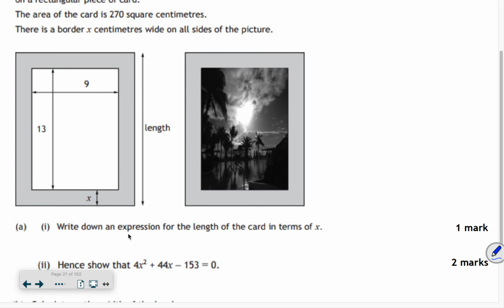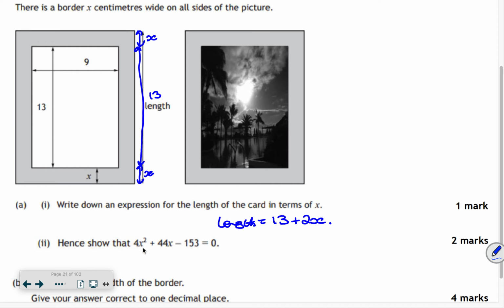So I want to write down an expression for the length of the card in terms of x. The length of the card is made up of the 13 that's here plus the value of x here plus the other value of x on that side. So a simple expression for the length is, I can say that length is equal to 13 plus 2x. It's as simple as that.